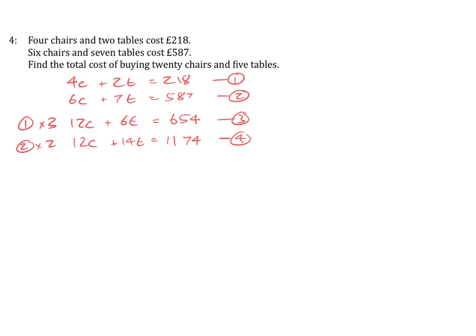So I'm going to do 4 subtract 3. 12c take away 12c cancels, 14t take away 6t is 8t, and 1174 take away 654 is going to give me 520. So 8t is 520. So t is equal to 65, which means that the cost of one table is £65.